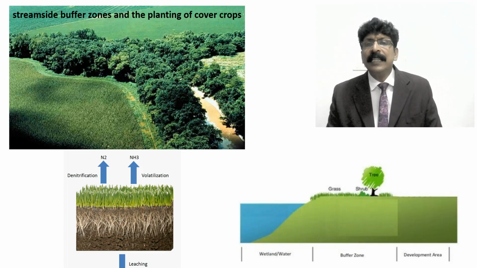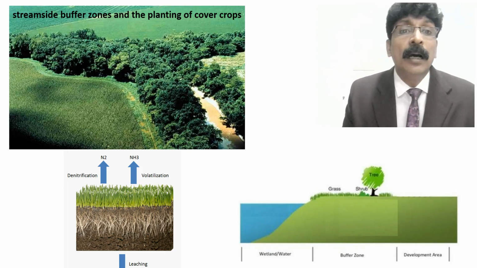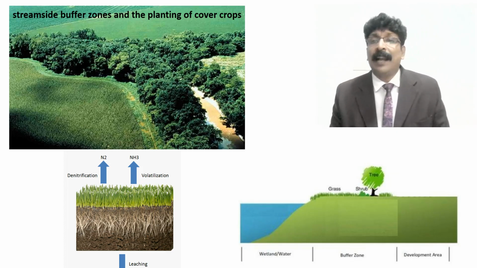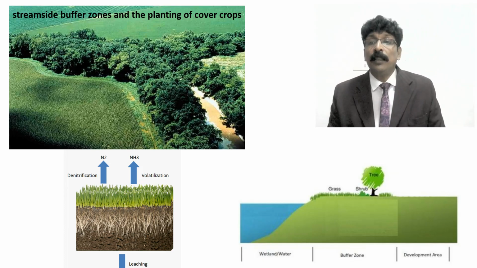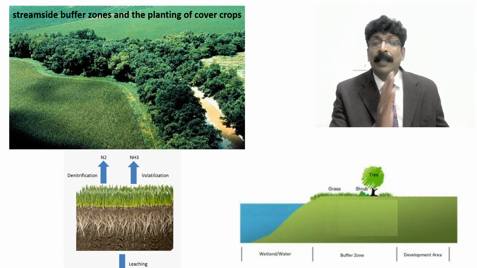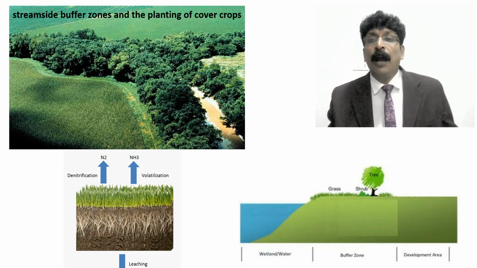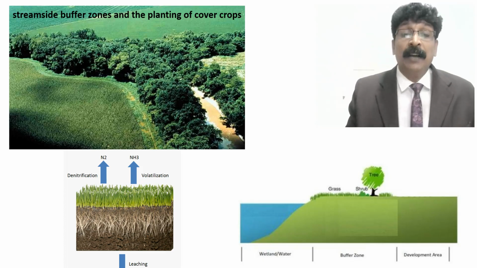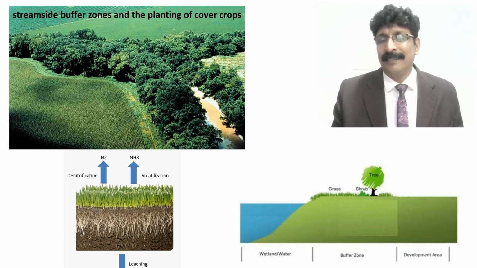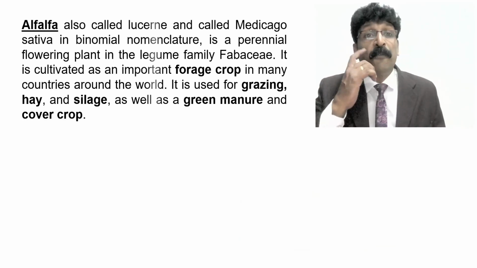And you can see this is the schematic diagram to show the original picture, showing the trees, a shrub and a grass. That is called the buffer zone. And the water and the land, the river flowing or the lake, and the development area, which is the cultivation area we prefer for our good agriculture practice. So you have to know about the buffer zone.